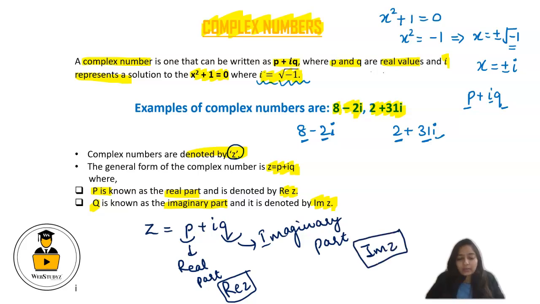Here we can write Re Z as the real part and Im Z as the imaginary part, and the imaginary part is the part that is with iota and the real part is the part that is without iota. So this is all about the complex number.